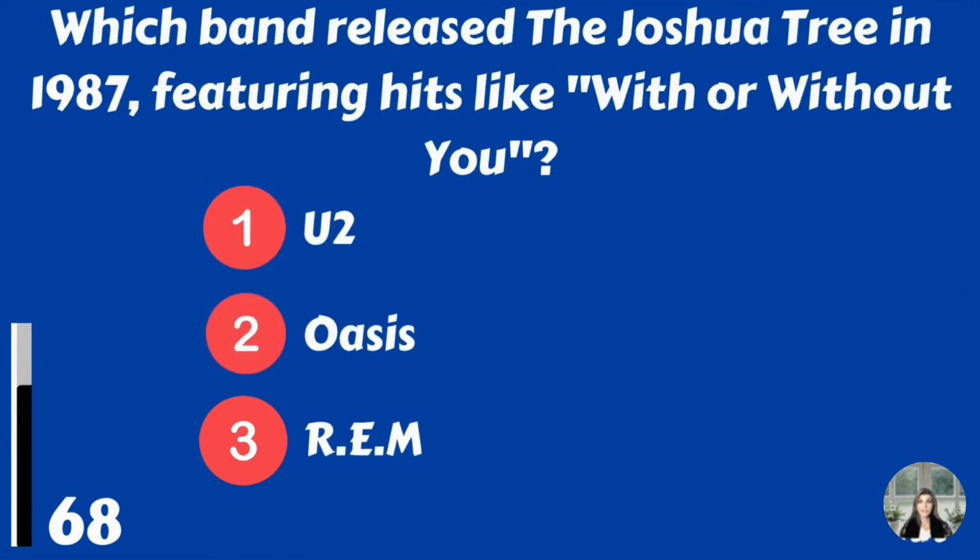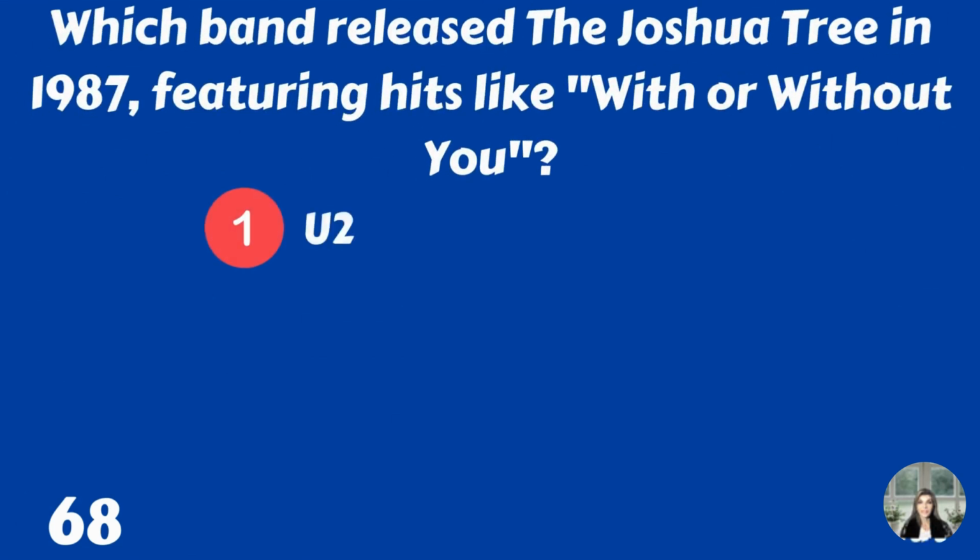Which band released The Joshua Tree in 1987, featuring hits like With or Without You? U2, Oasis, or REM? U2.